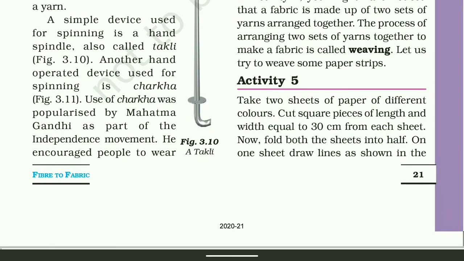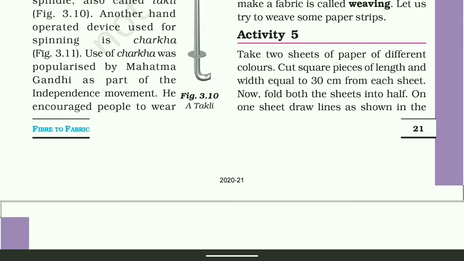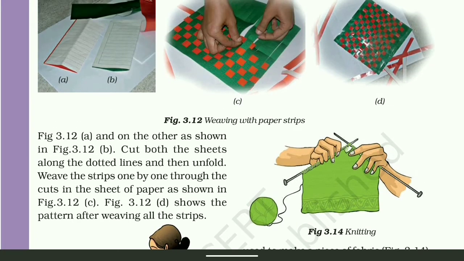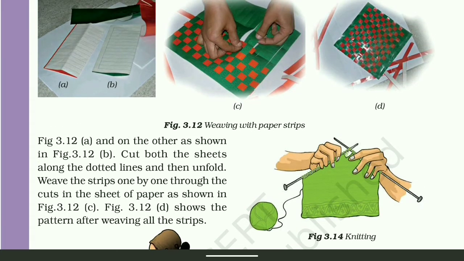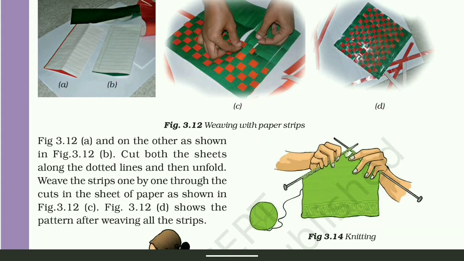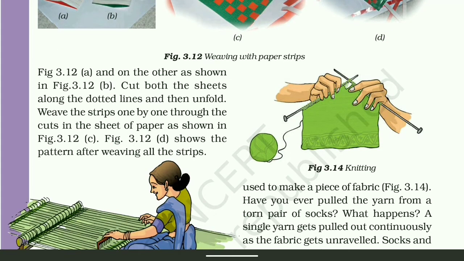Let us try to weave some paper strips. Activity 5. Take two sheets of paper of different colors. Cut separate pieces of length and width equal to 30 cm from each sheet. Now, fold both the sheets into half. On one sheet, draw lines as shown in Figure 3.12a. Figure 3.12: weaving with the paper strips A, B, C, D. Cut both the sheets along the dotted lines and then unfold.